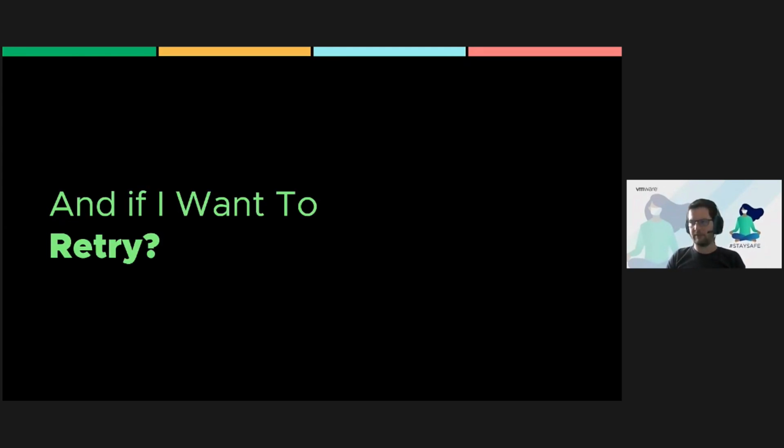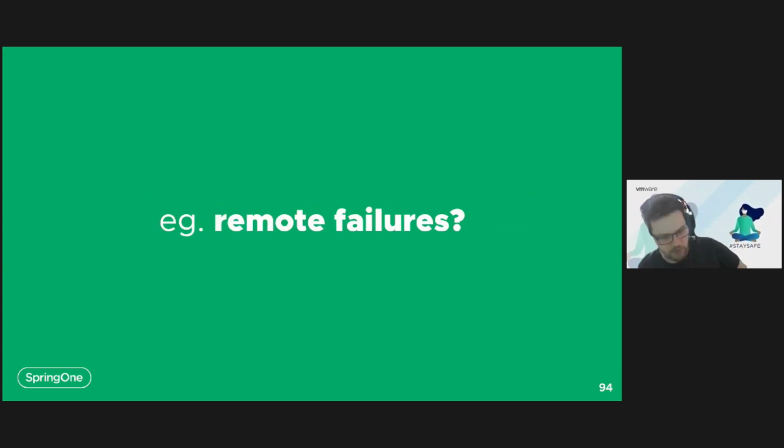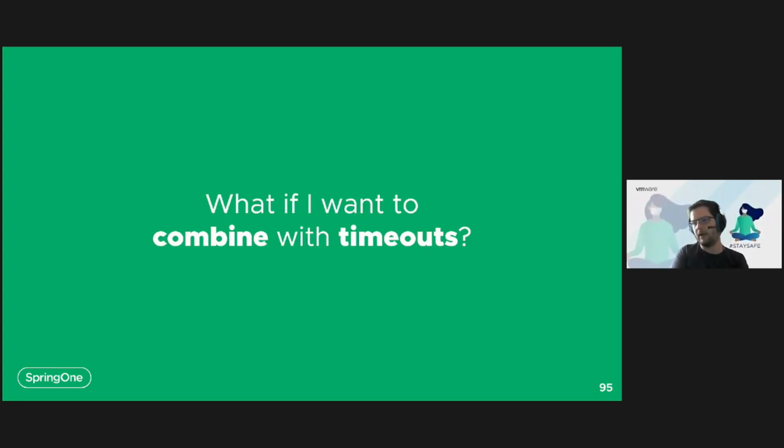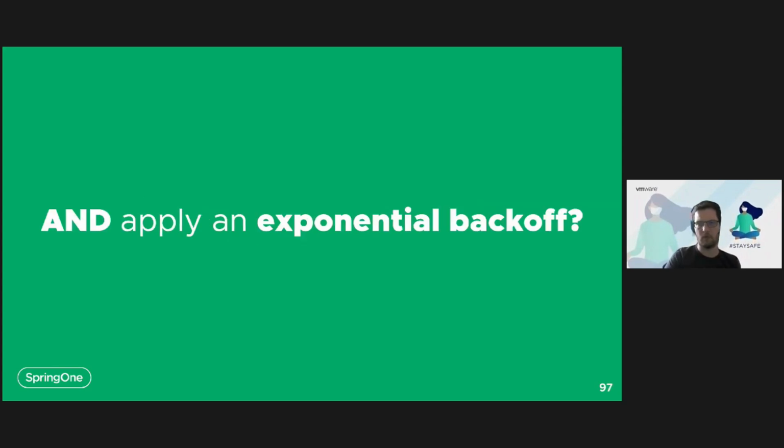And final topic, what if I want to retry? You could retry on several things, actually. You could retry on remote failures in your request. You could retry on timeouts. So what if I want to combine with timeouts? Maybe you can see how it's starting to get fishy with CompletableFuture, the code that we had before, if I want to add a notion of retry. And even then, when you retry and you have a complex request, you want to keep the whole thing cancelable. And maybe you want to apply more advanced strategies, like an exponential backoff.